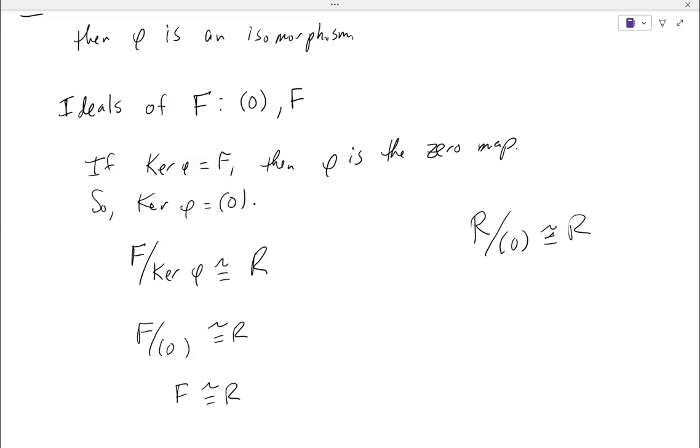And in particular, if your kernel is 0, then the homomorphism is 1-to-1. Let's show why. Do this off to the side because this is not too bad. If the kernel of phi is just 0, then phi is 1-to-1. How do we show something is 1-to-1 again?